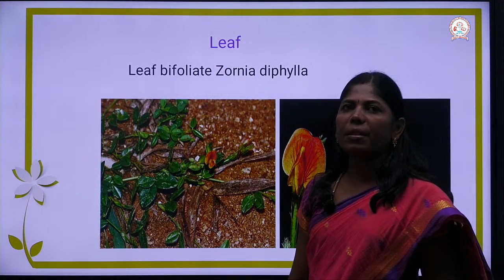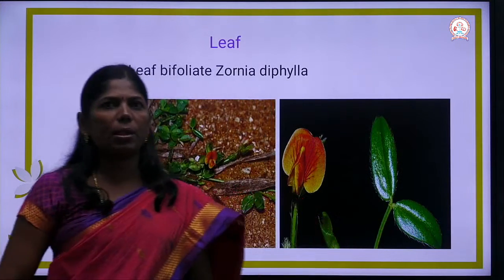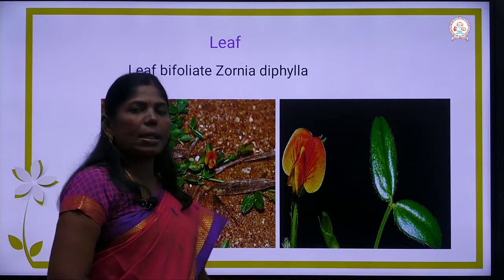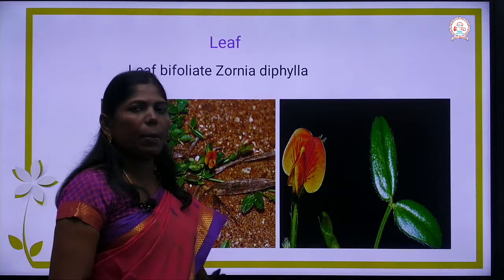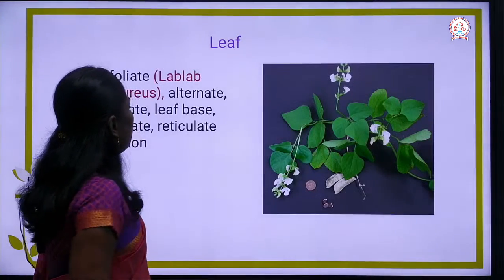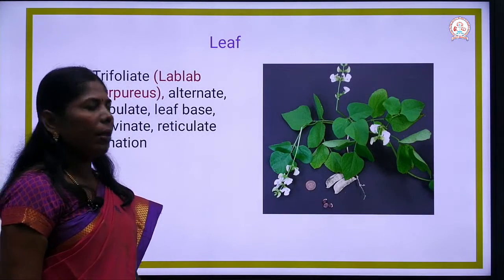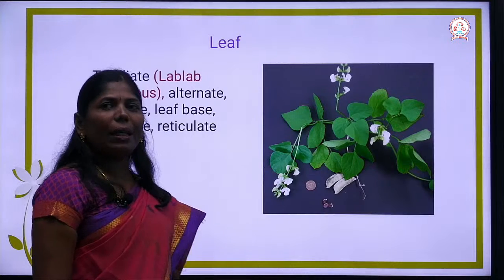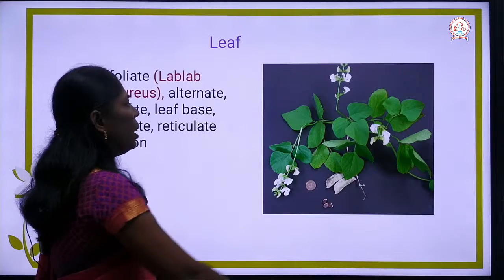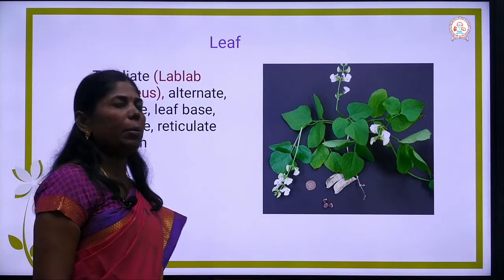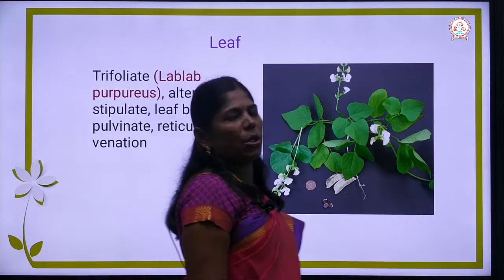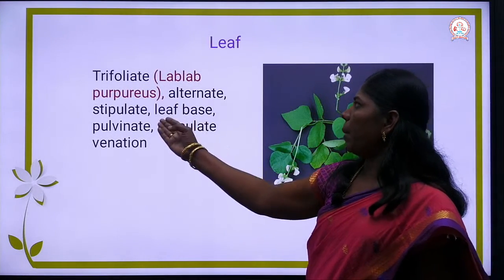And the next one is a leaf that is bifoliate in condition. Bifoliate means two leaflets are there at the tip of the petiole. Rendu leaflets irukku, that is bifoliate. Another one is trifoliate, where it has three leaflets on the petiole. Moonu leaflets irundhuchina, trifoliate nu nama solrom. Trifoliate is present in Lablab purpureus. That is the name of the species.